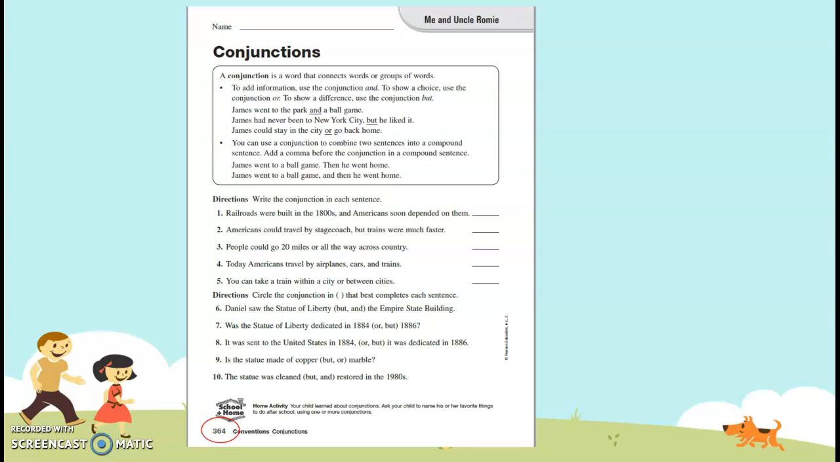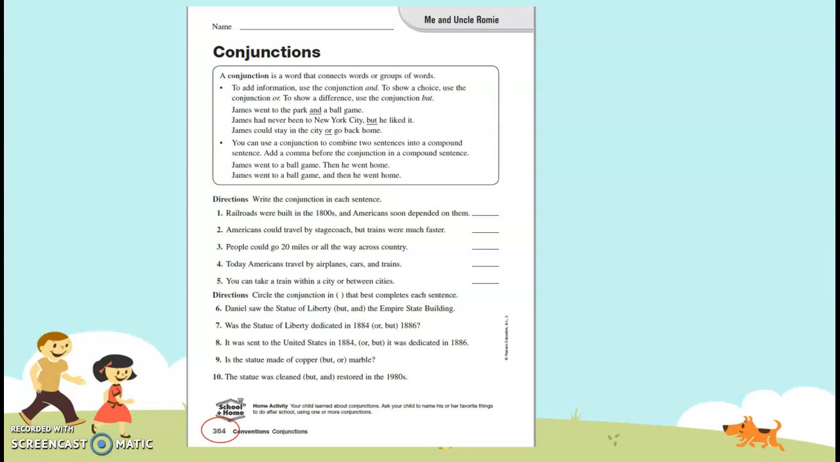Those are conjunctions, okay? You can use a conjunction to combine two sentences into a compound sentence. Add a comma before that conjunction in a compound sentence. James went to a ball game, period. Then he went home. We have two sentences here. But we add a conjunction. James went to a ball game, comma, and then he went home.